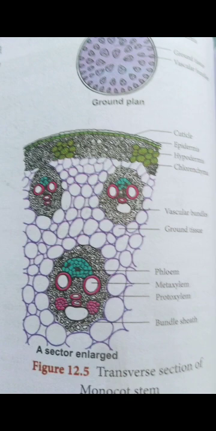Then phloem. The phloem consists of sieve tube elements and companion cells. The phloem parenchyma and the phloem fibers are absent. Okay, phloem fiber and phloem parenchyma are absent.